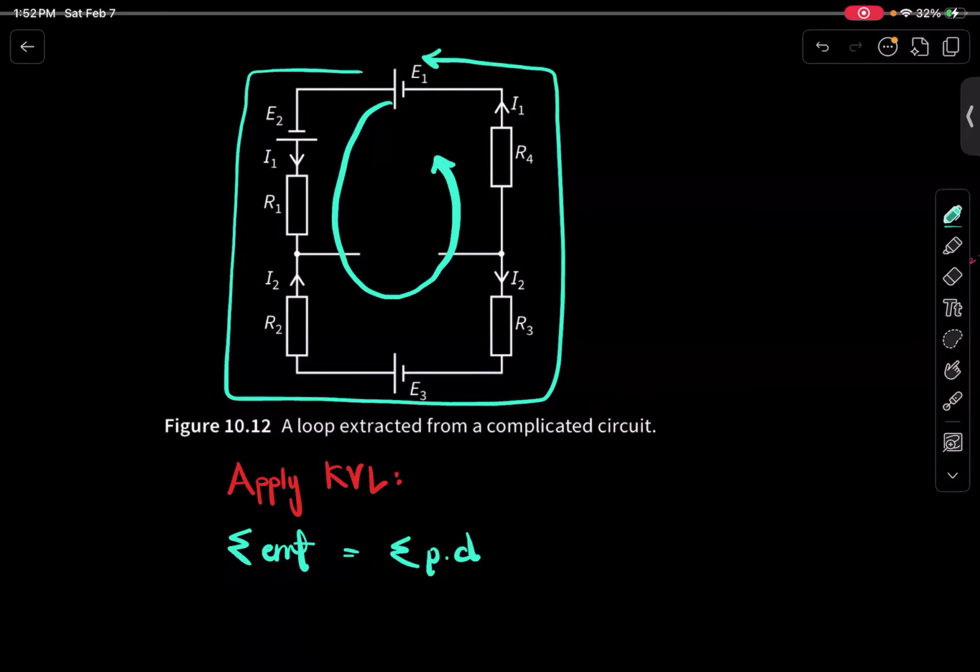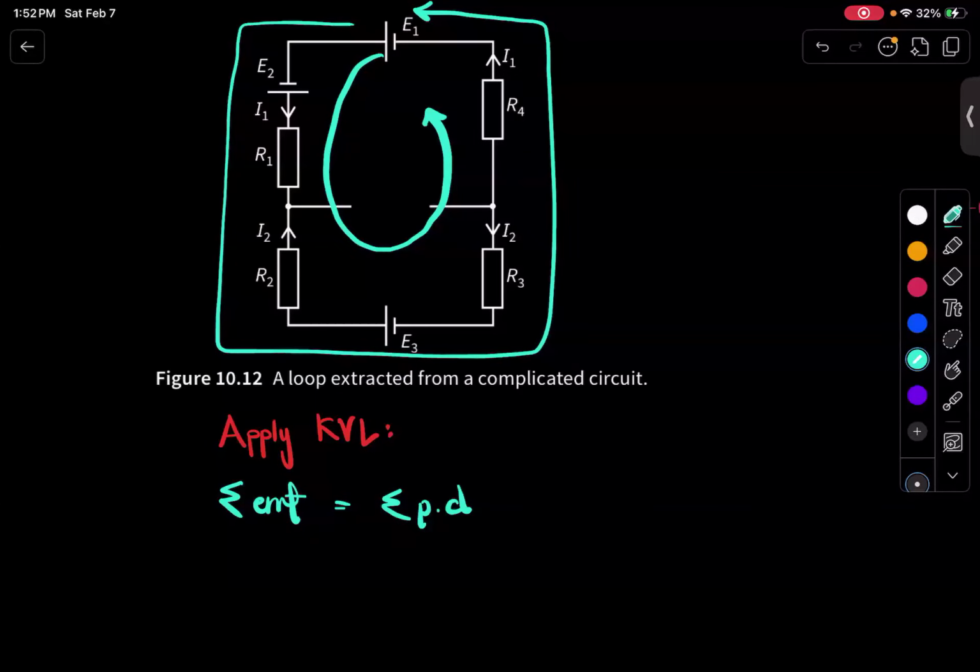So what are the EMFs? First of all, notice the EMFs E1 and E2 are going to add together, because positive is connected with negative. So E1 plus E2. What are the other EMFs? E3. Now notice E3, the positive is connected to the positive. So that means you're actually going to subtract it. Minus E3. Is there anything else? No, that's all the EMFs.